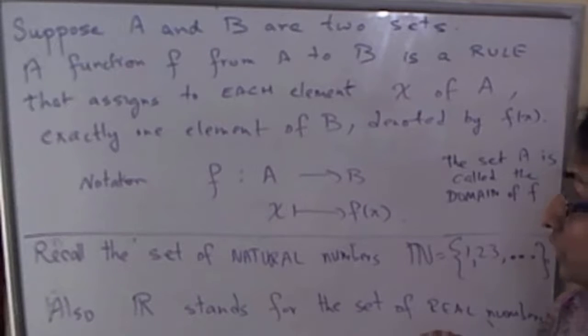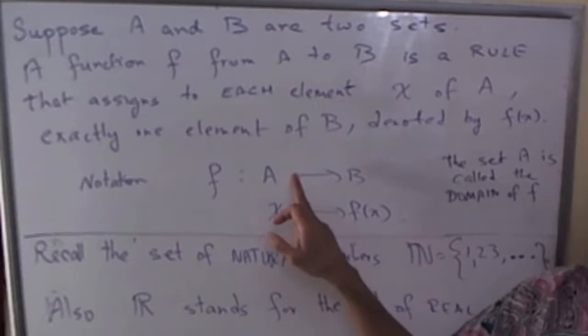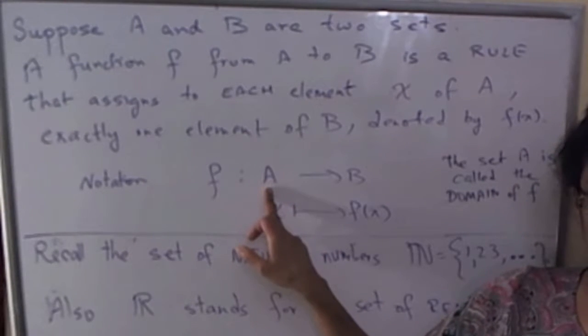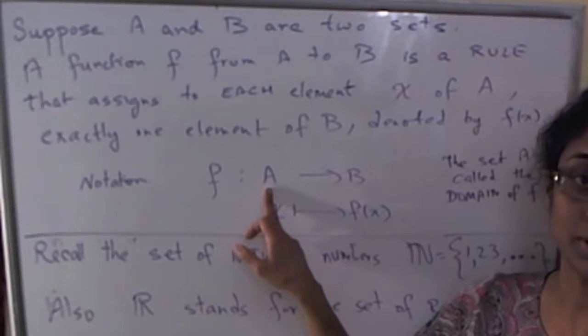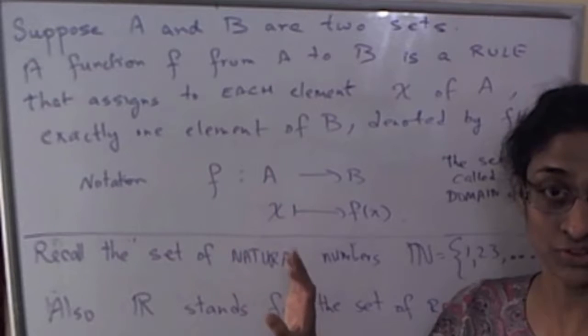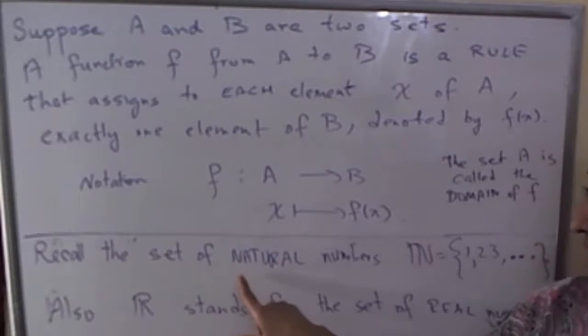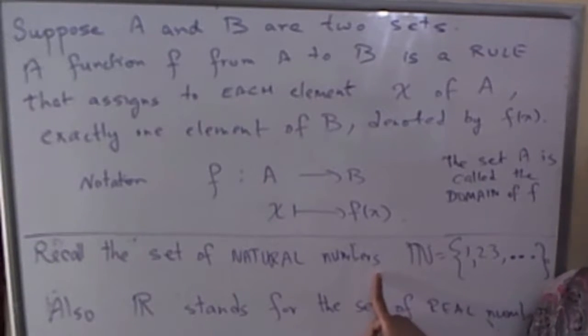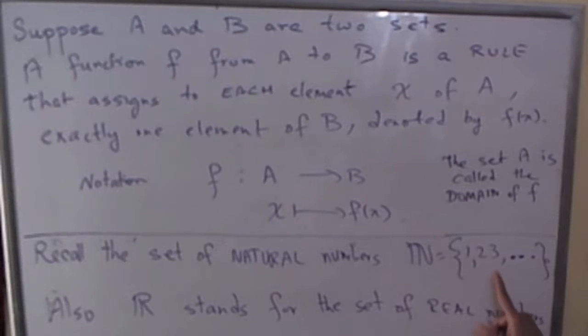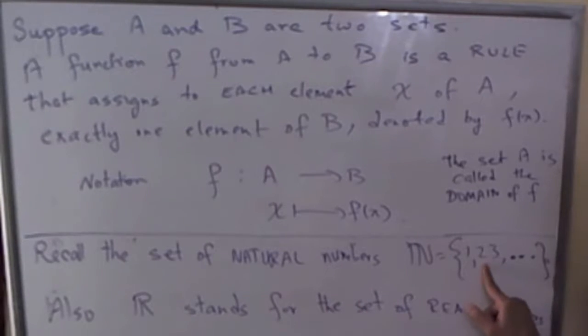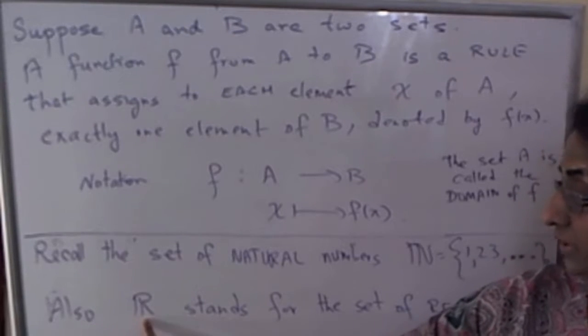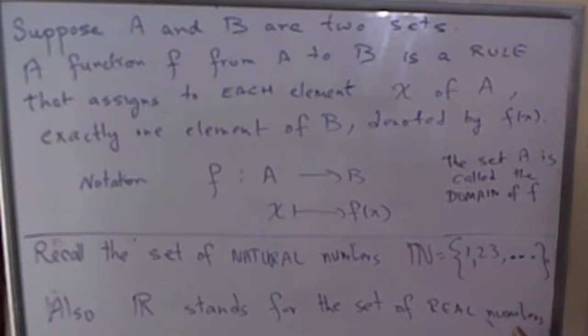So today we will focus on functions where this domain set is in fact either the natural numbers or maybe a subset of the natural numbers of a certain type. Recall that the set of natural numbers refers to this particular set: 1, 2, 3, 4 and so on. And we use this letter N for the natural numbers. Also recall that when I write R, it stands for the set of real numbers.